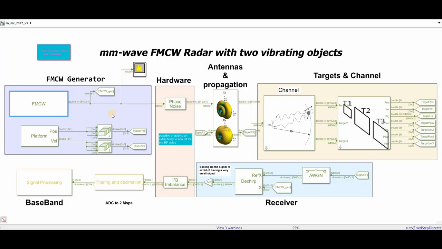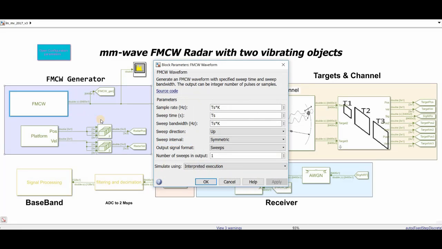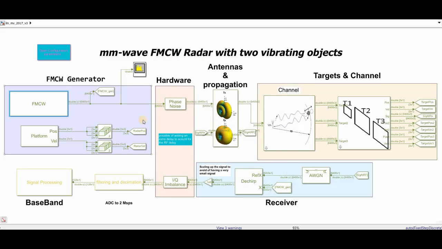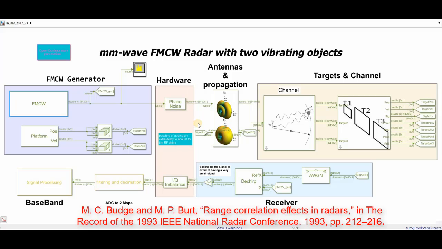First of all, for the purpose of the simulation, we are using up chirps, meaning that the generator generates chirps with a positive frequency-time slope. The duration of each chirp is 64 microseconds and the bandwidth is 100 megahertz, which means that the output sample rate of the FMCW generator is 100 megasamples per second. The FMCW signal then goes to the hardware section, which adds phase noise in order to investigate the range correlation effect in the system.